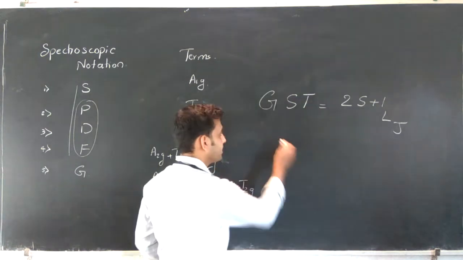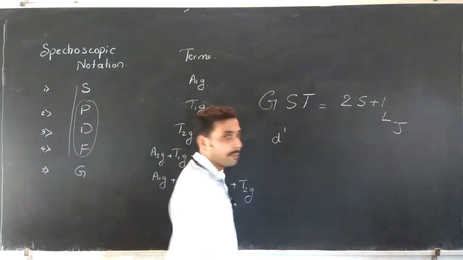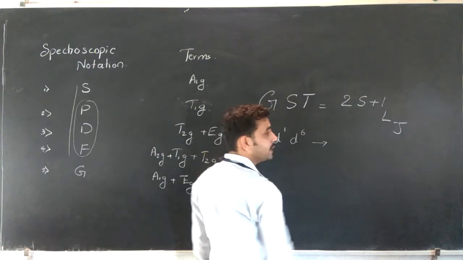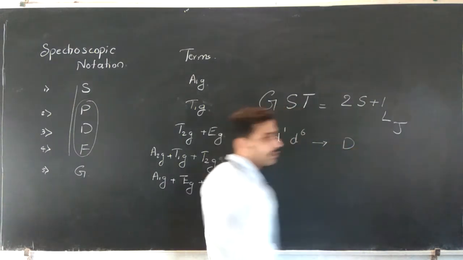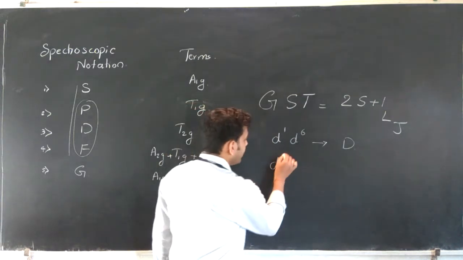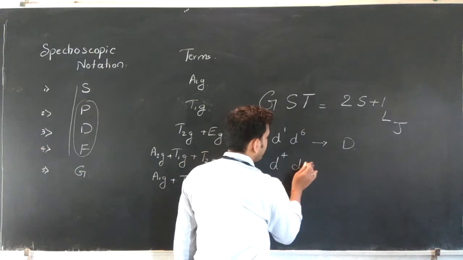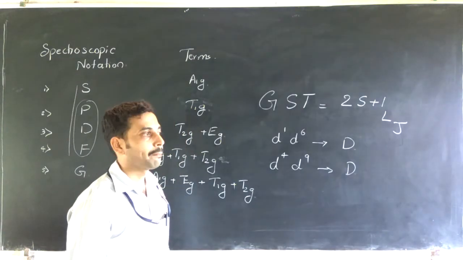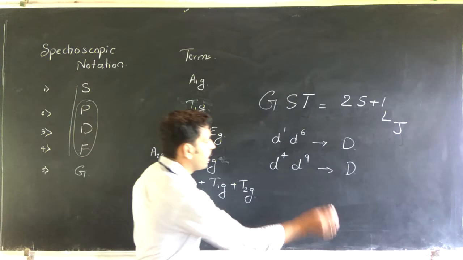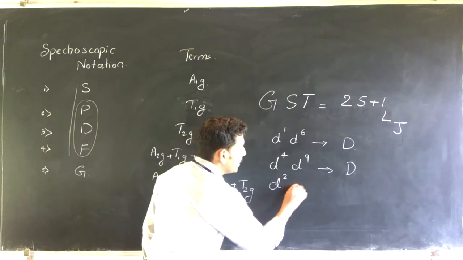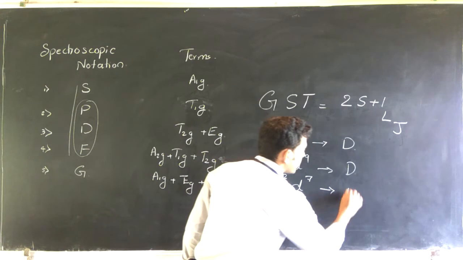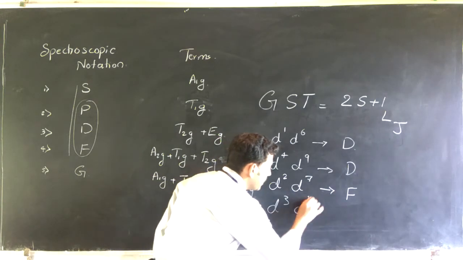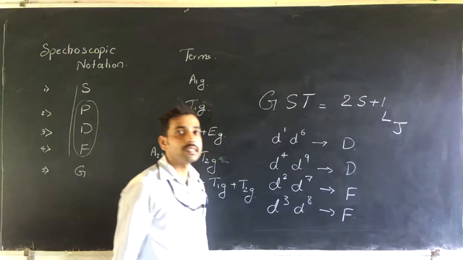That's why I directly explain from d1 to d9 systems, where d1 and d6 systems have the spectroscopic notation D. From these calculations, d4 and d9 systems also have the spectroscopic notation D. Next is d2, d7, which have the spectroscopic notation F, and d3, d8 also have the spectroscopic notation F.